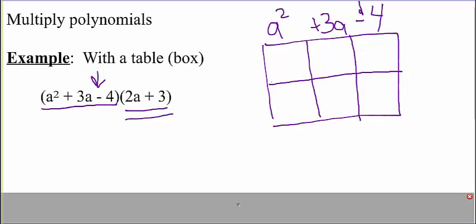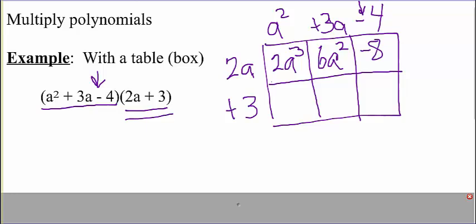Make sure you keep the sign in front of the numbers with the number. So you'll notice right here I have it with the 4. So it's a negative 4. 2a plus 3 on the side, and then we start multiplying each of our boxes. So we have 2a times a squared, 2a to the third. Then we have 2a times 3a, 6a squared. 2a times negative 4, negative 8a. And then 3 times a squared, 3a squared. 3 times 3a, 9a, and 3 times negative 4, negative 12.